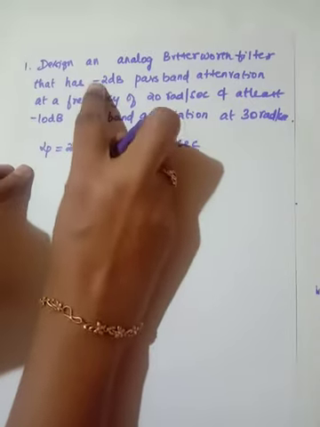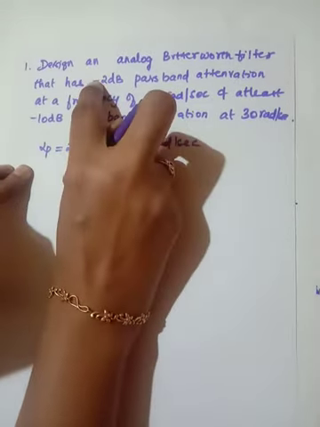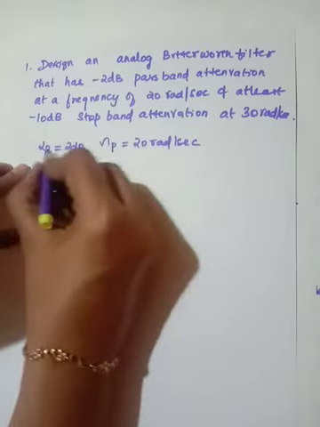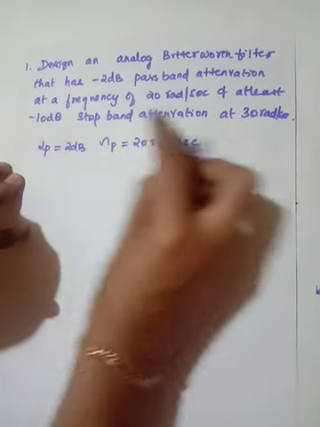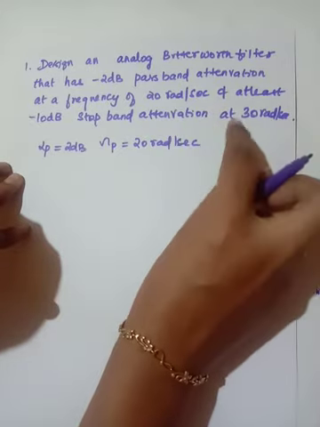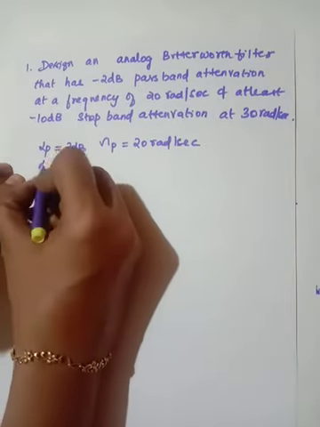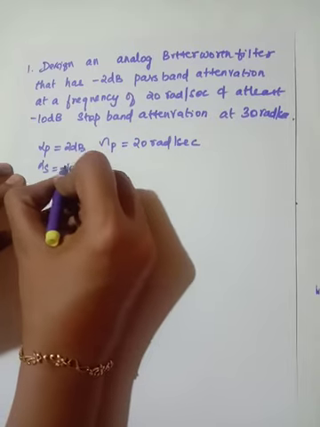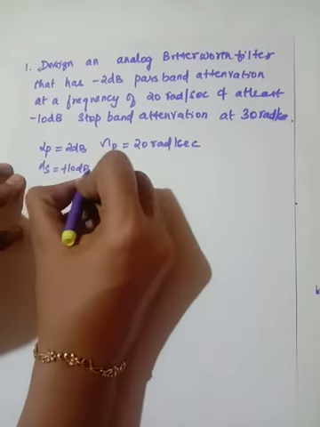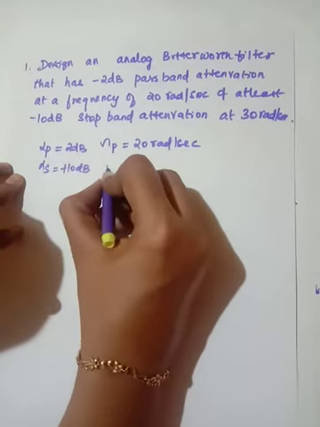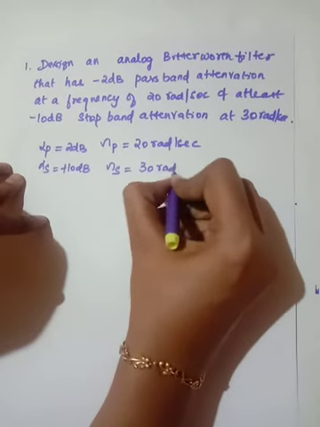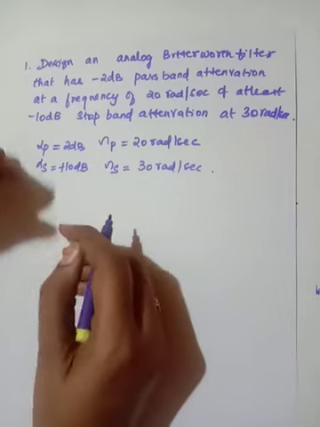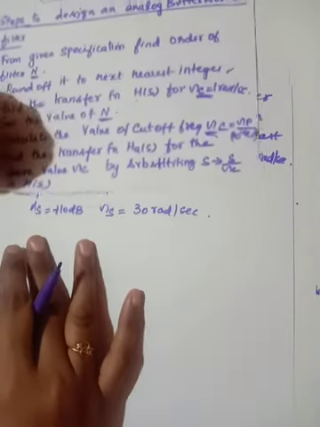Here there is no need to represent the minus, since this represents attenuation. So alpha p is equal to 2 dB and ohm p is equal to 20 radians per second. Similarly, the stopband attenuation alpha s is 10 dB, again with no need to include the minus, at a frequency ohm s of 30 radians per second. So according to the design, let's see the design steps.